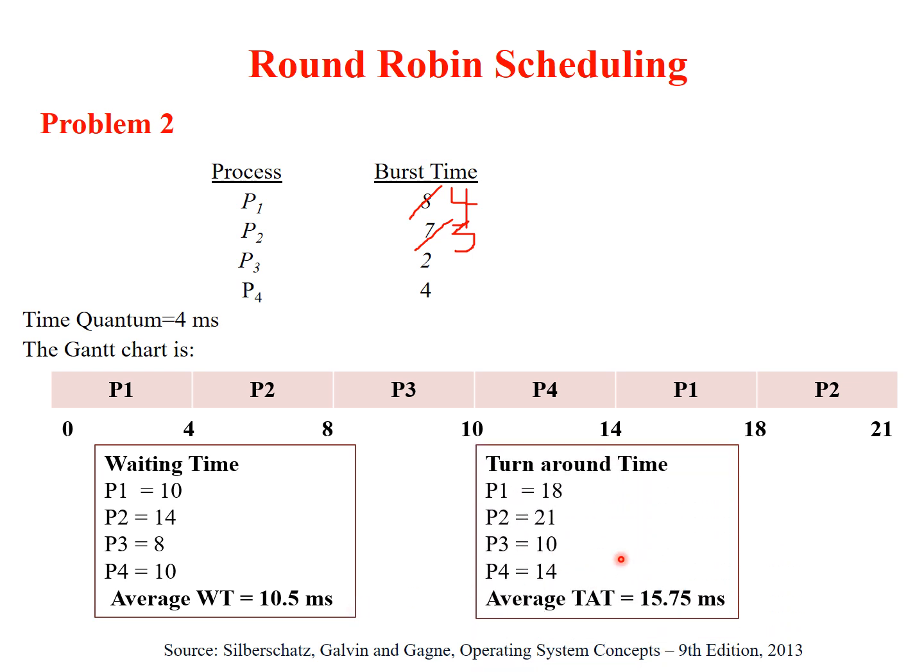Turnaround time is the time interval between the submission and the completion. P1's arrival is 0 and the completion is 18. 0 to 18 is 18. P2's arrival is 0. Completion is 21. Turnaround time is 21. P3 arrival time is 0. Completion time is 10. P4 arrival time is 0. Completion time is 14. So 0 to 14 is 14. Average turnaround time is 15.75 milliseconds.